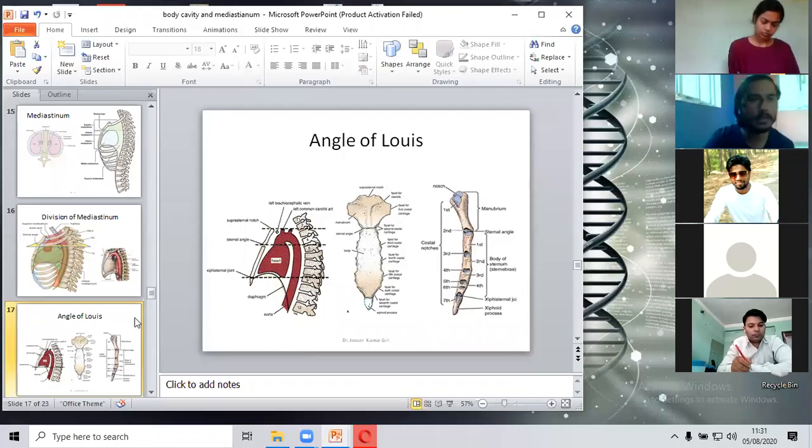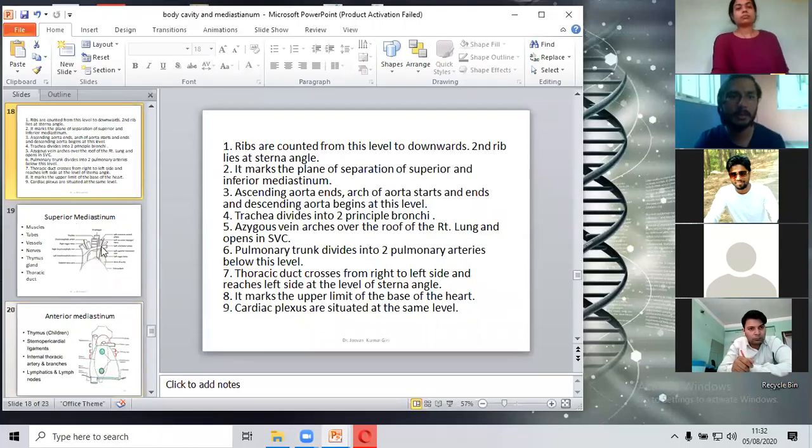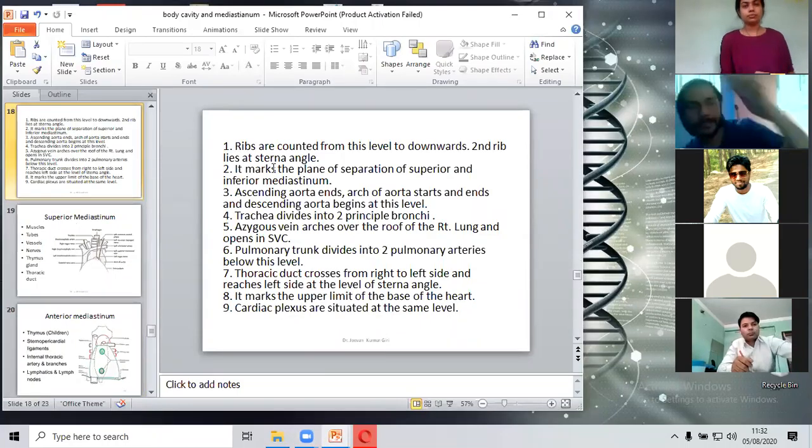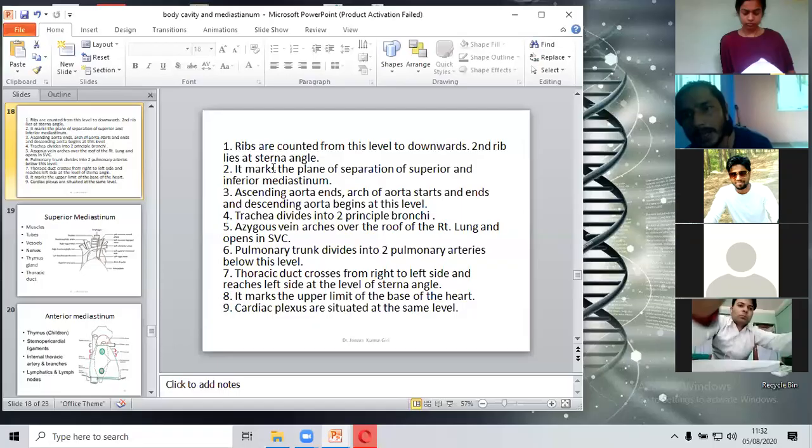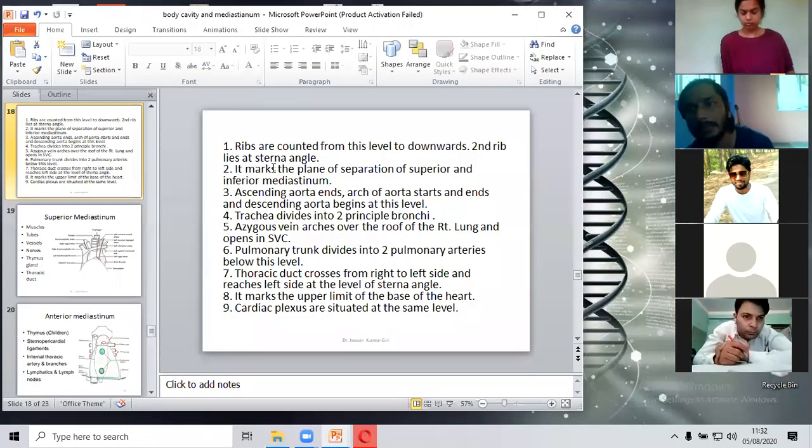I have written here also, just if you want to see, I'll go to the next slide. Actually I wanted to show you in the picture, so only I have shown in that picture. I have got a slide also here. You can copy from this also, no problem, because from the picture it will be more clear. Now see, third point: the beginning and termination of the arch of aorta, or for that point you can write termination of the ascending aorta and beginning of the descending aorta also.